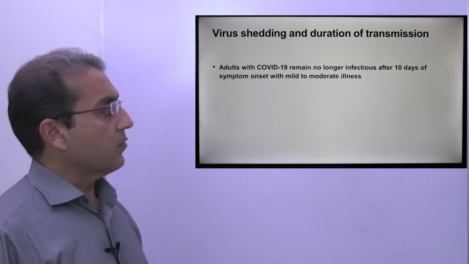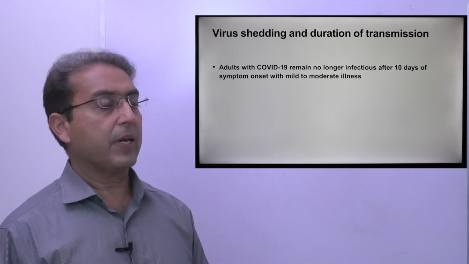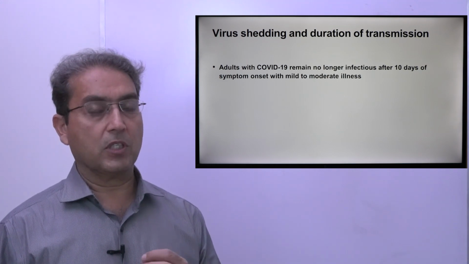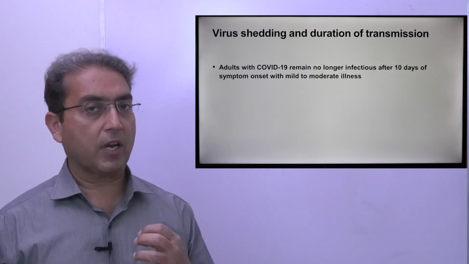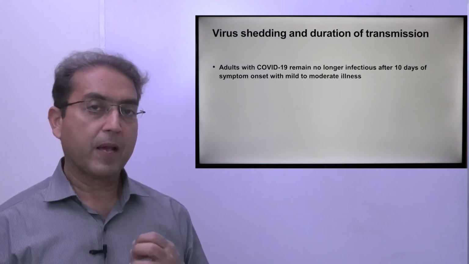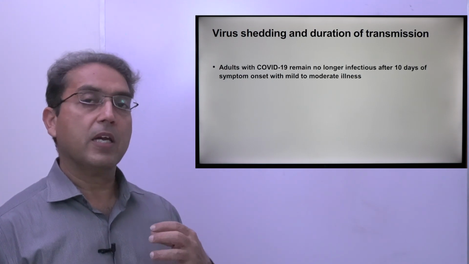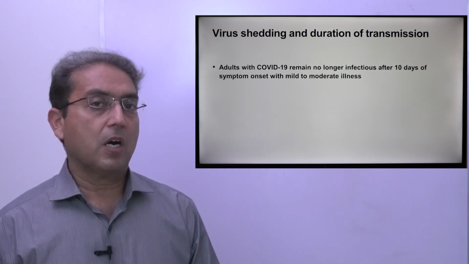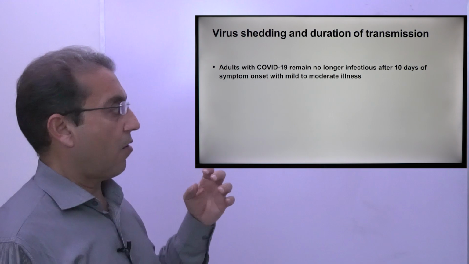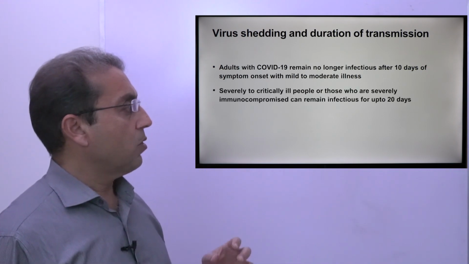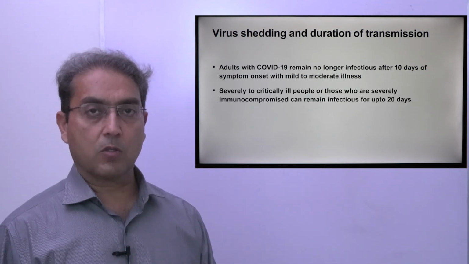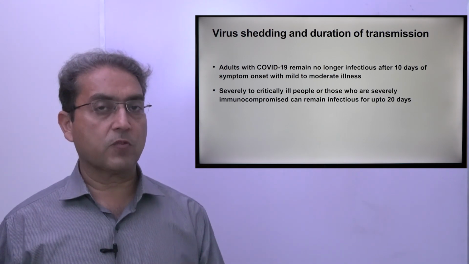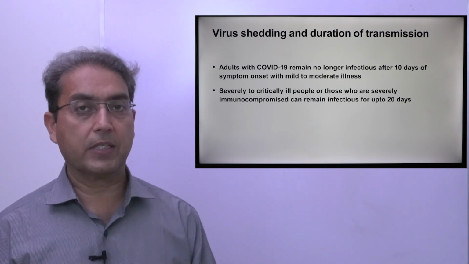You see, adults with COVID-19 are no longer infectious after 10 days of their symptoms if the disease is mild to moderate. So if they do not have severe illness, if they have mild or moderate illness, they can transmit the infection to other individuals up till 10 days of their symptoms. Patients who are severely or critically ill, or those who are severely immunocompromised, keep on shedding the virus for longer periods, say up to 20 days.